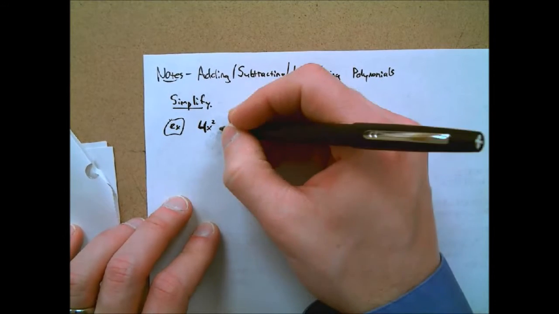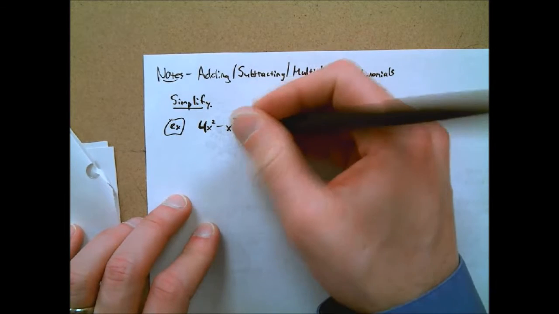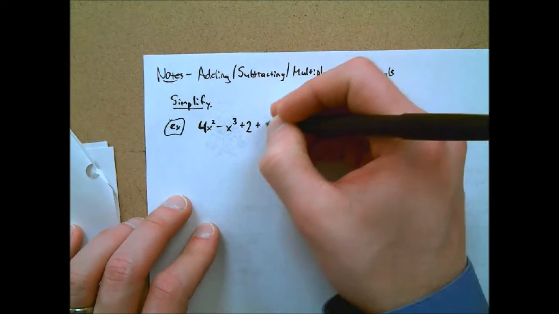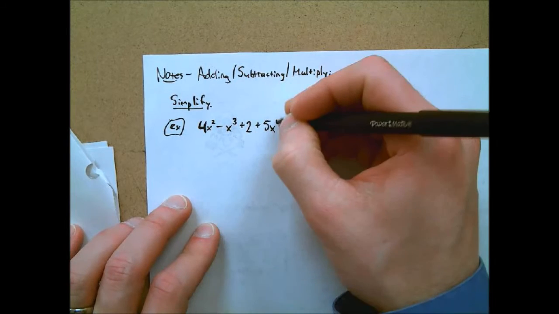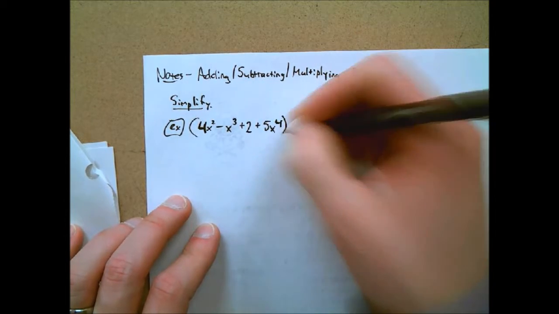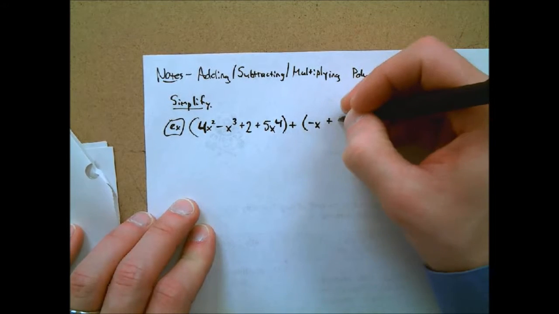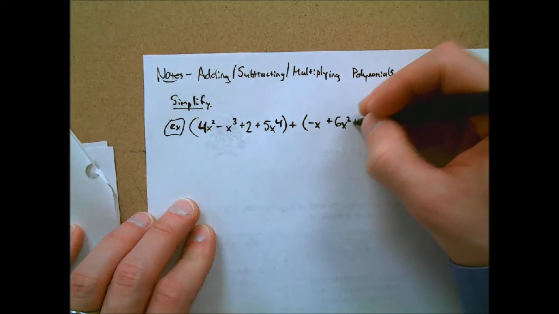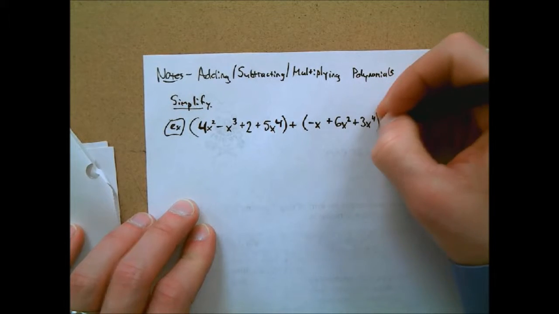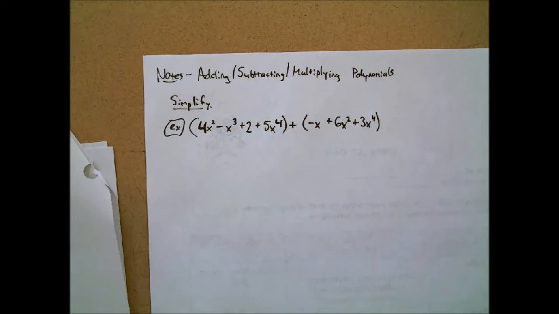Four x squared minus x cubed plus 2 plus 5x to the fourth. Okay, that's one polynomial. And we're going to add to that negative x plus 6x squared plus 3x to the fourth. All right, how do we do something like this? What do we do?